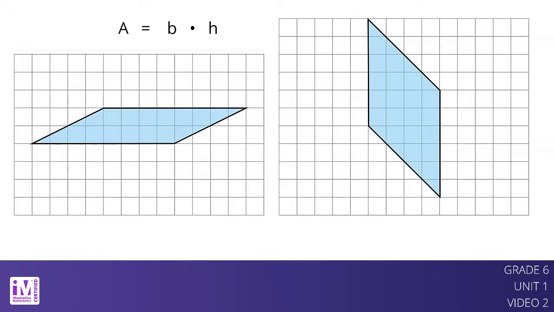Any base and corresponding height can help us find the area of a parallelogram, but some base and height pairs are easier to identify than others. When a parallelogram is drawn on a grid and has horizontal sides, like the shape on the left, we can use a horizontal side as the base. When it has vertical sides, like the shape on the right, we can use a vertical side as the base. That way, the grid can help us find the length of the base and the corresponding height.